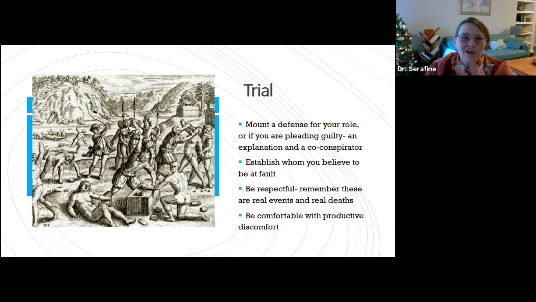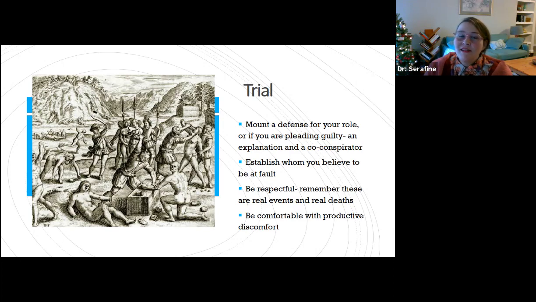Then you're going to establish who you believe to be at fault, either blame someone else or name your co-conspirator. Please be respectful in your descriptions. Remember, these are real events and real people. And as you accuse each other, remember that you're also talking to a classmate as well as accusing Columbus's men.